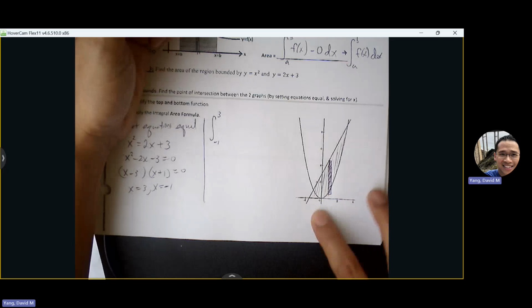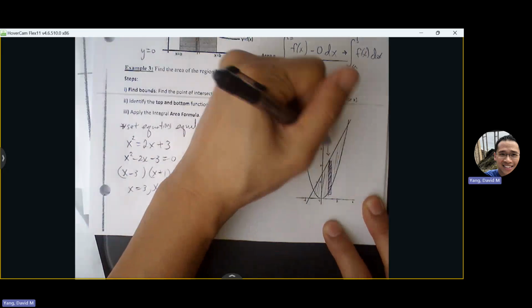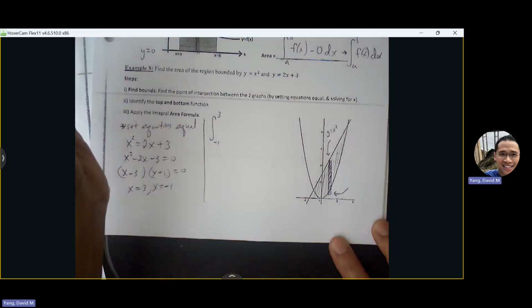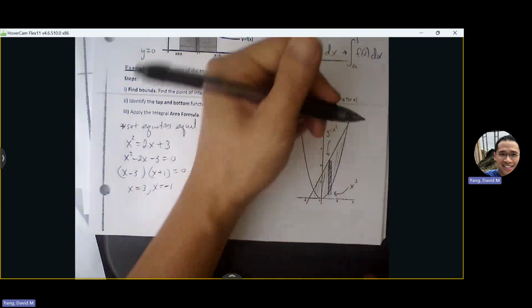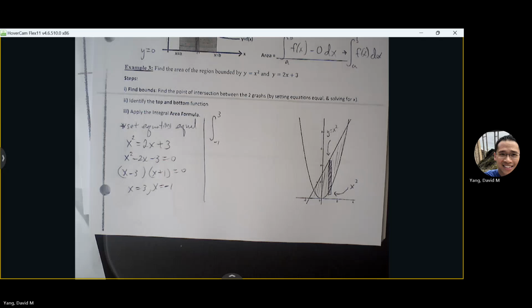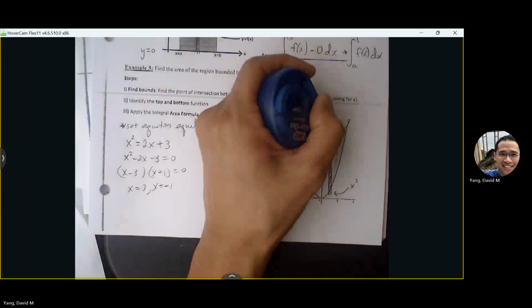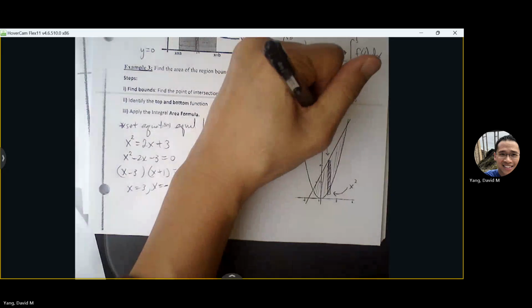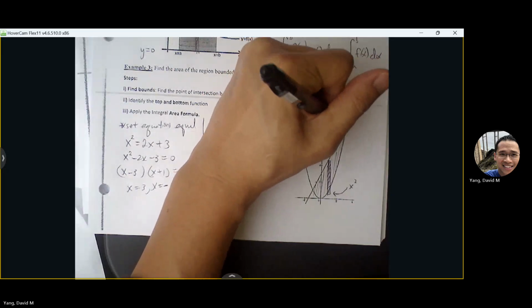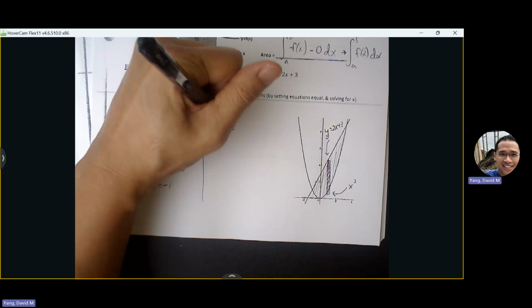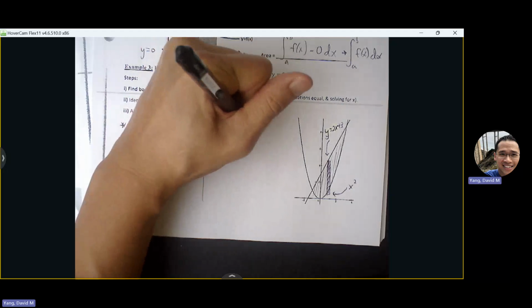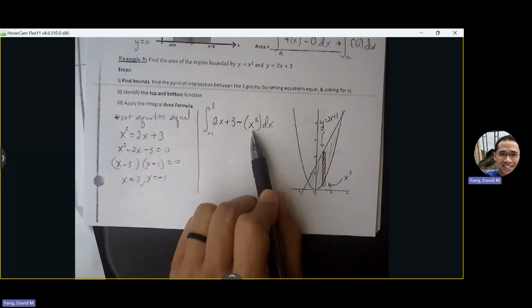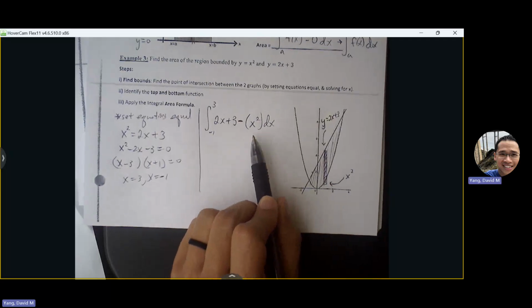Top graph being y equals x squared. The bottom one being y equals, sorry, the bottom is x squared. The top is 2x plus 3. So 2x plus 3 minus. Now, I would always highly encourage you to protect the bottom function with a set of parentheses. In this case, it doesn't matter.